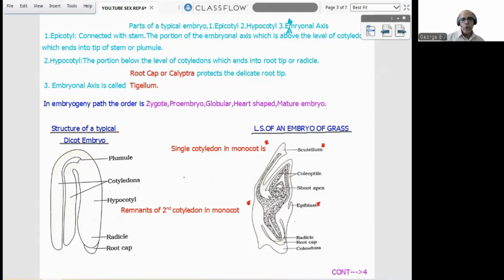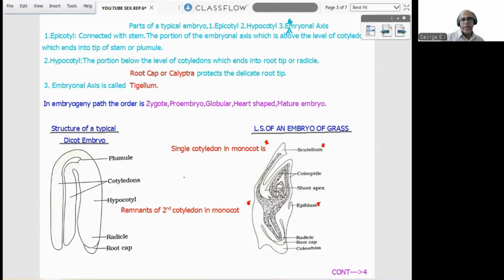Now what is epicotyl? Epicotyl is connected with the stem, and that is the portion of the embryonal axis which is above the level of cotyledon, which ends into the tip of the stem or plumule. Hypocotyl is the portion below the level of cotyledons, which ends into the root tip or radicle. So hypocotyl is connected with the root part, epicotyl with the stem part.